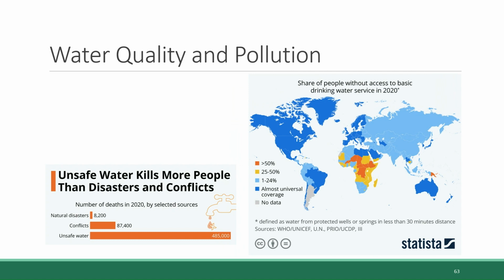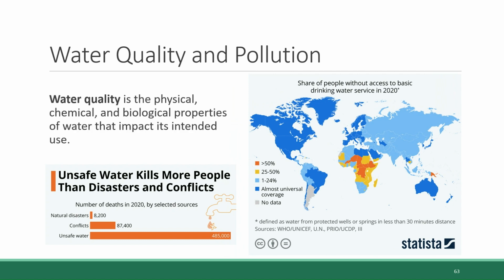In this section, we're going to talk about different sources of pollution that affect water quality. Water quality is defined as the physical, chemical, and biological properties of water that impact its intended use. So, contaminants of any of these three types, physical, chemical, or biological, can degrade water quality.